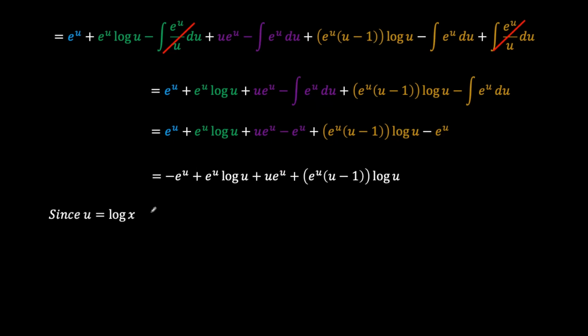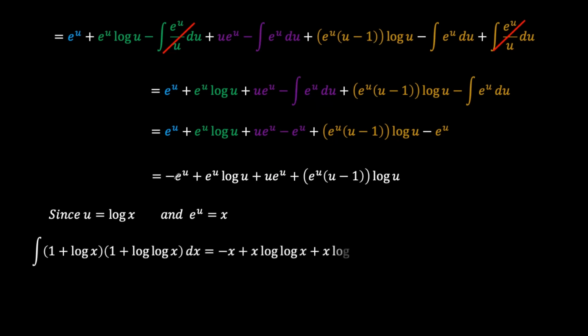And since u is the same as log x, and also e to the power u is equal to x, it means that our initial problem now is equal to, in place of negative e to the power u, we have minus x. In place of e to the power u log u, we have x times log u, which is the natural logarithm of x, which we put here, and u times e to the power u is, therefore, e to the power u is x, and then u is log x, so we have it here.